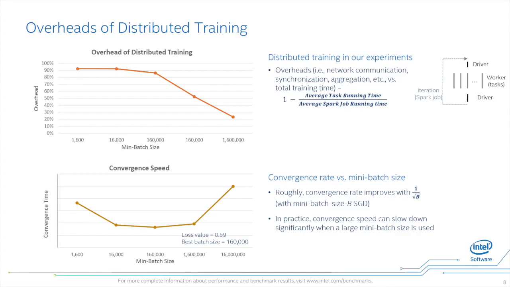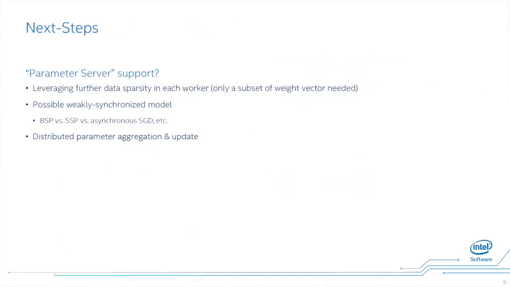So essentially, this corresponds to the third dot here. So you still have pretty high overhead related to distributed training, but you get a reasonable convergence speed. So what can we do to improve?